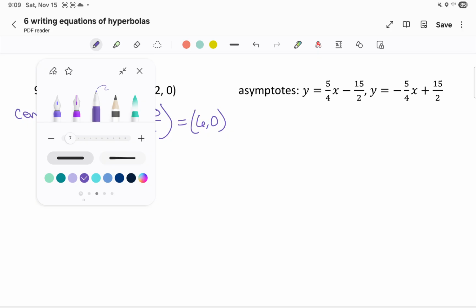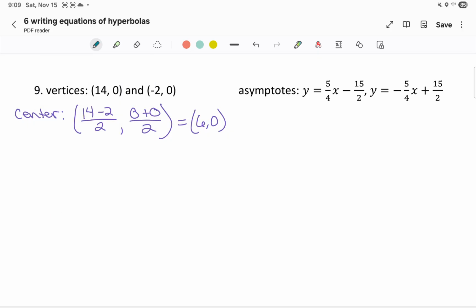And then for our A, for our vertices, or for our transverse axis, we're going to have 14 minus a negative 2, which is 16. So A is 16 divided by 2, which is 8.